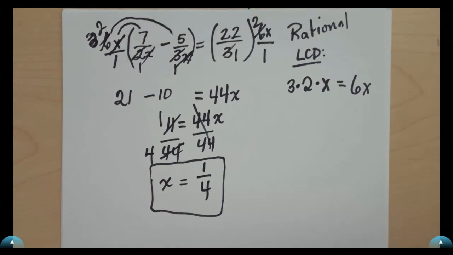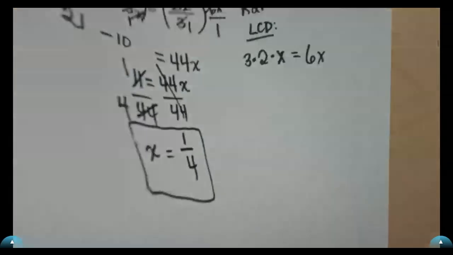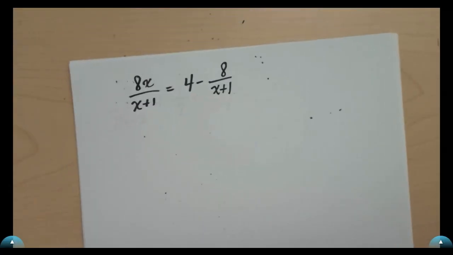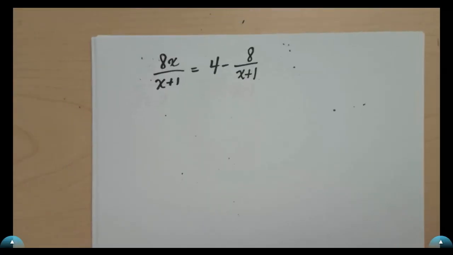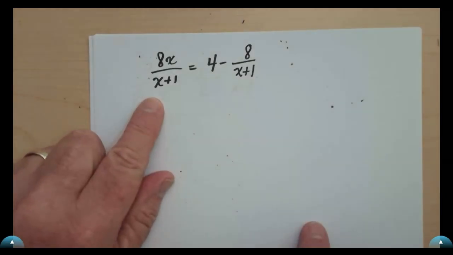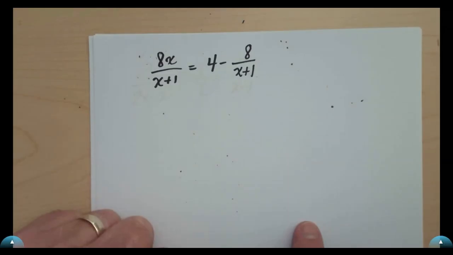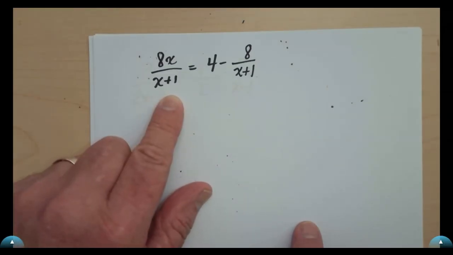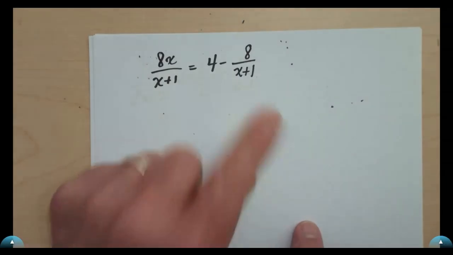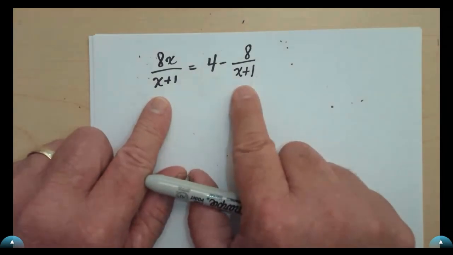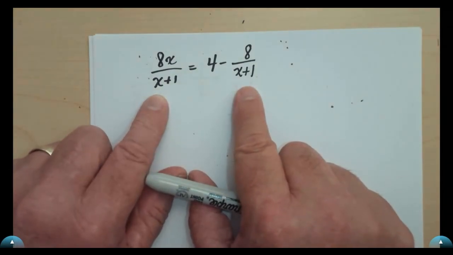Now, I just want to do a couple more and look at how these might look a little different. So here's one. In one way, this looks a little trickier because notice this denominator is not just like 2 times x or something, or 3 times x. It's actually two separate terms. It's x plus 1. So that makes it maybe a little trickier than the last one we did because it looks a little different.